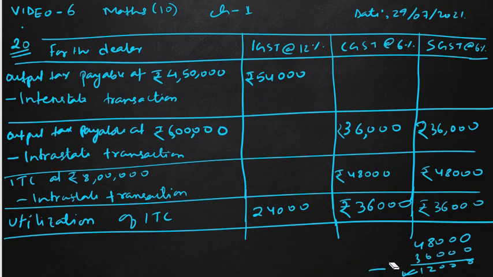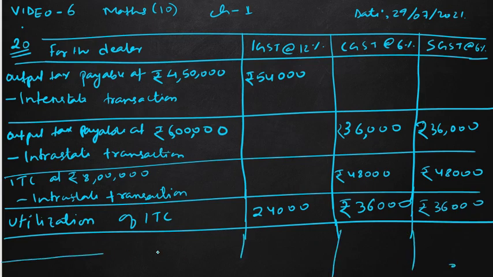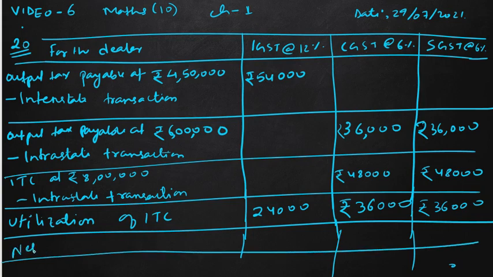Okay, so I think it is clear. He has utilized the ITC. Now we will check what amount of tax he has to pay. In the last column we will make net tax payable by dealer. So out of 54,000 he has only paid 24,000. So how much money is left? He is left with only 30,000. That means he has to pay an IGST of 30,000.